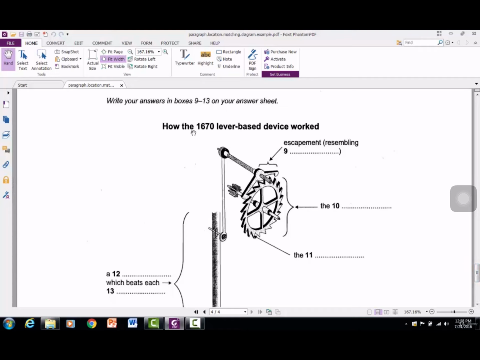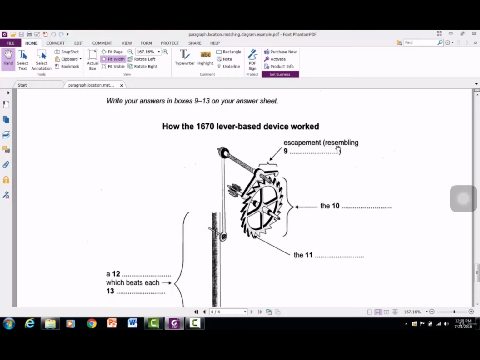1670. How the 1670 lever-based device worked. 1670, right? We should be able to look and find that date very, very fast. And once we find that date, we will find all the answers that go in the blank lines. Number 9 is dealing with escapement, and the key word here is resembling.